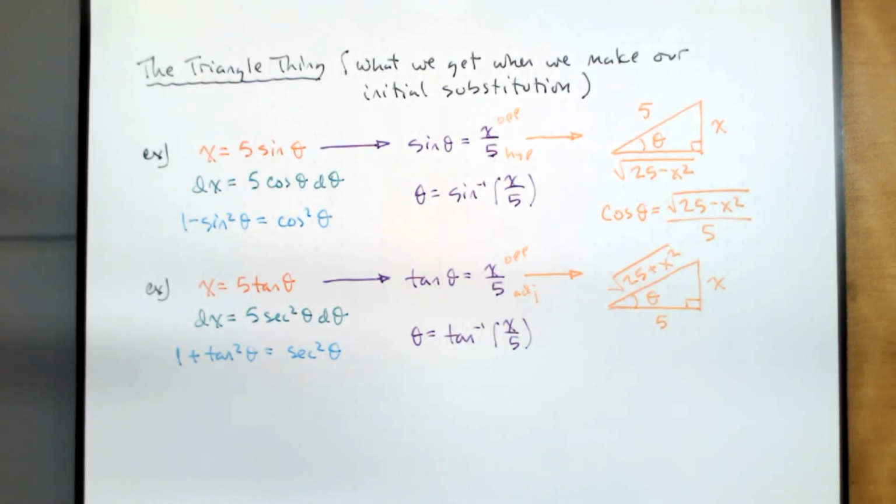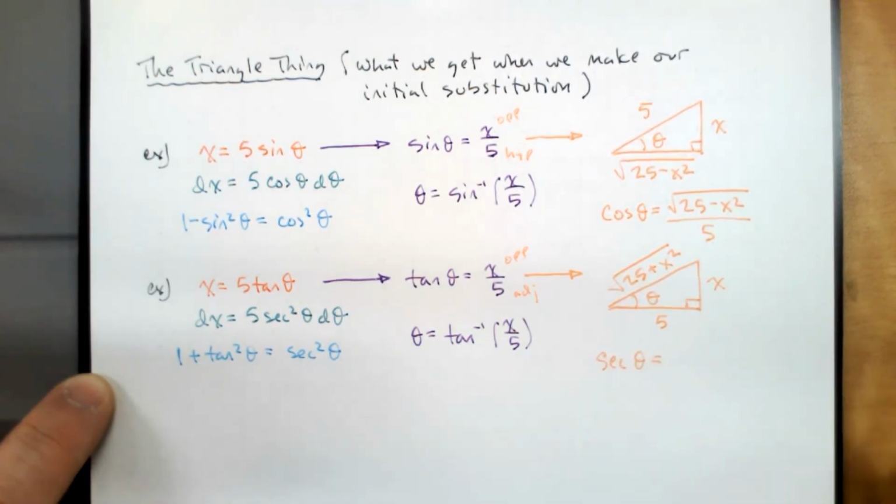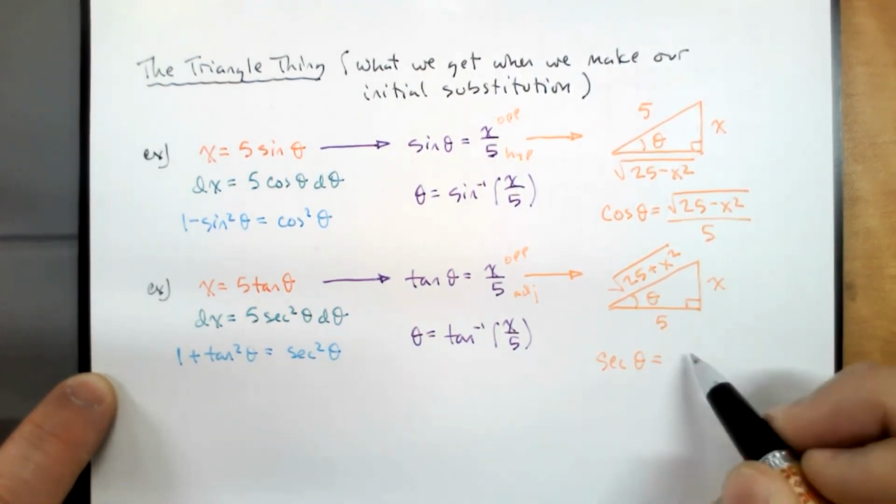Once we have the three sides of the right triangle, we can write any trig function that we want. Sine of theta will be x over the square root of 25 plus x squared. Cosine of theta will be 5 over the square root of 25 plus x squared. In the context that we're working, we're going to be looking at combinations of secants and tangents, which means we're going to want the secant of theta, which is hypotenuse over adjacent.